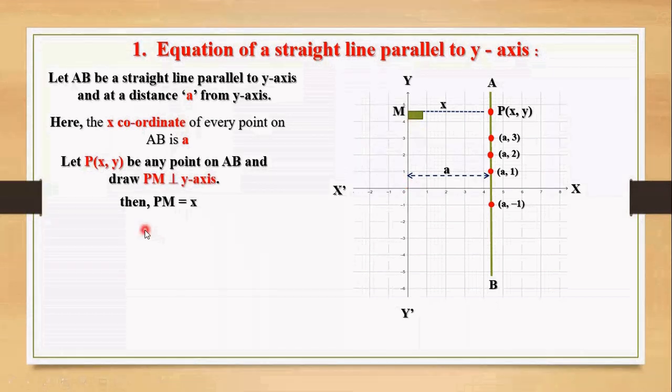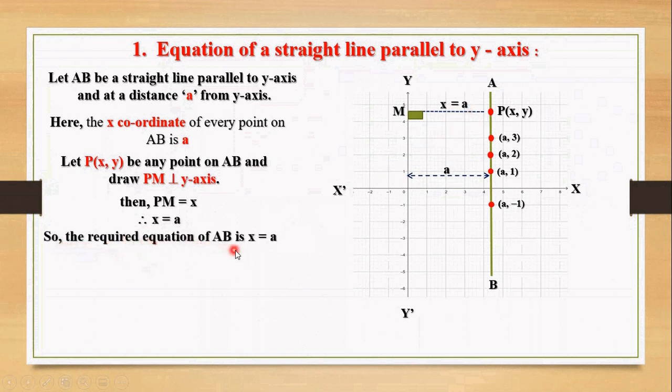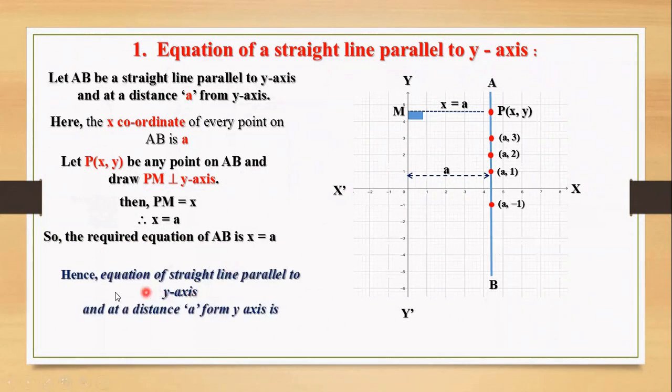By the property of parallel lines that they are at equal distance everywhere, the value of x will be a. That is, this x and a must be equal. x equals a. So the required equation of AB is x = a. Hence, we can conclude that the equation of a straight line parallel to y-axis and at a distance a from y-axis is x = a.